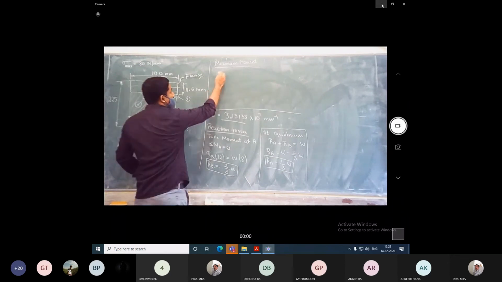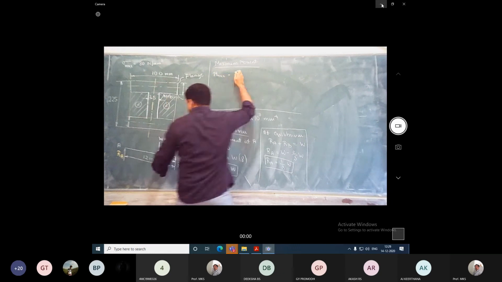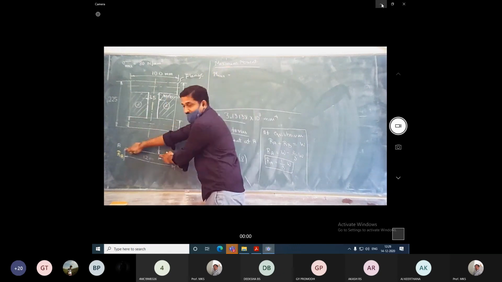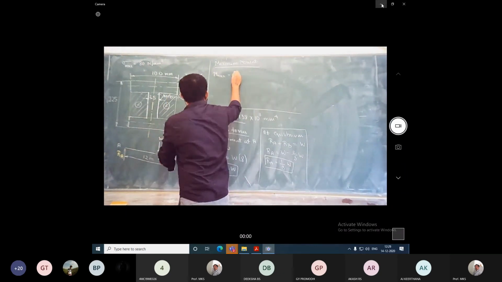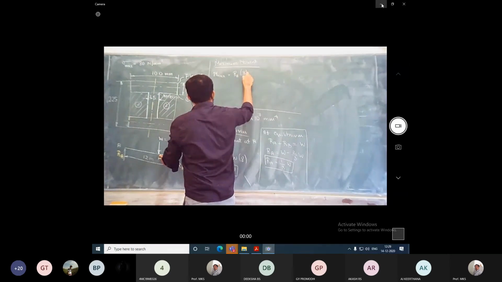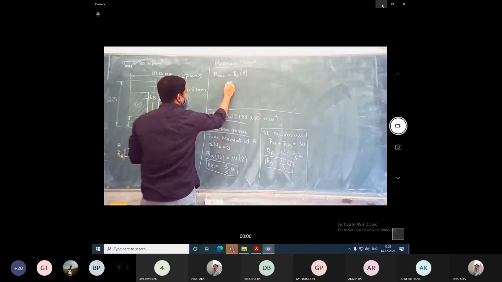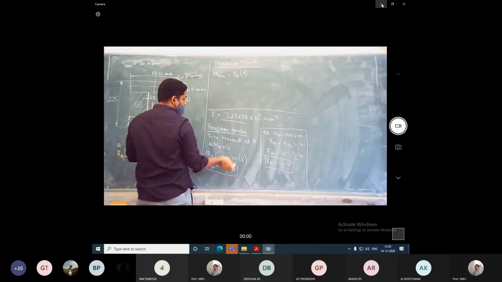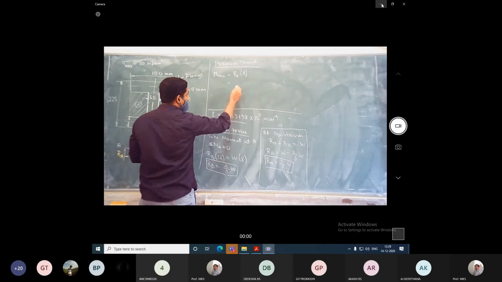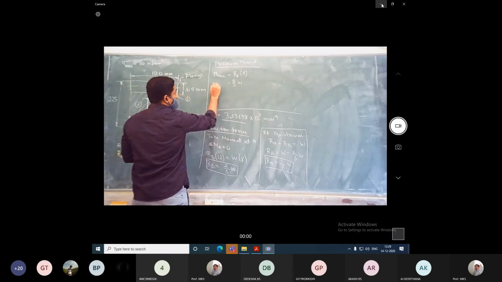So the maximum moment is M max. M max will be equal to RA, since the support at maximum distance is A, RA into the distance, which is 8. 12 minus 4 is 8. So what is RA? RA is 1 by 3 W. So M max will be 8 by 3 W.